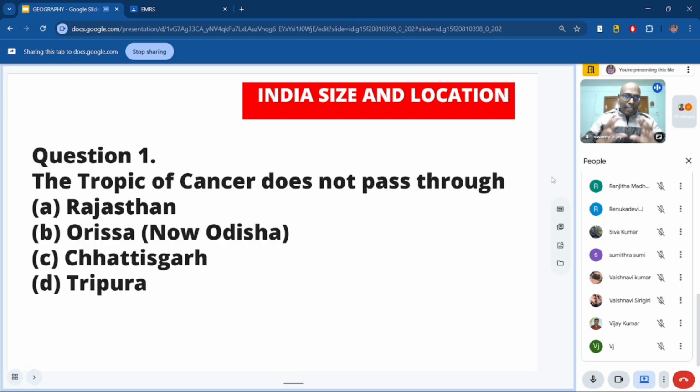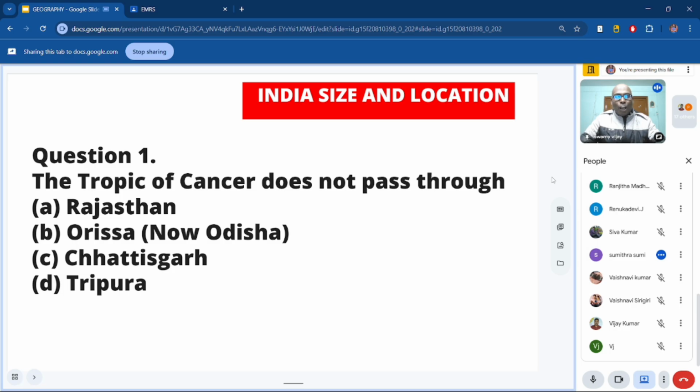Then now let us have some questions. So I suppose it is Sumitra ma'am. Can you read the question, Sumitra ma'am? Yes, sir. Question number 1. The Tropic of Cancer doesn't pass through Rajasthan, Odisha, Chhattisgarh, Tripura.